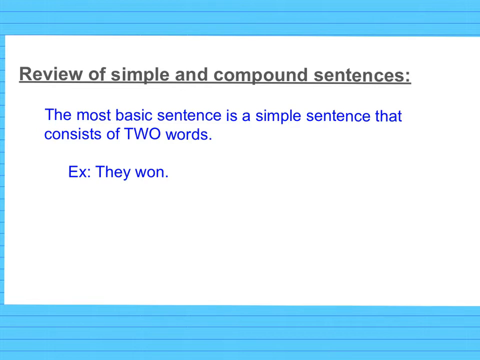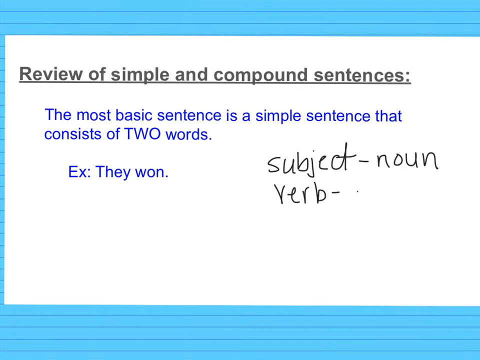So, to begin, the most basic type of sentence is a simple sentence that only has two words. It's considered a sentence, and we can place a period at the end of those two words because it has two things. Those two things are a subject. The subject is always going to be a noun, whether it's a person, place, or thing. The two-word sentence also has a verb. The verb shows what action this noun is performing.